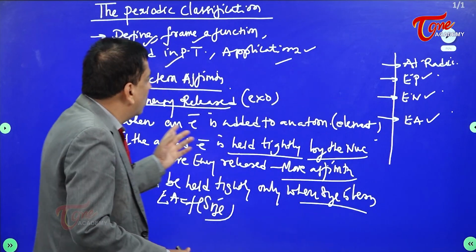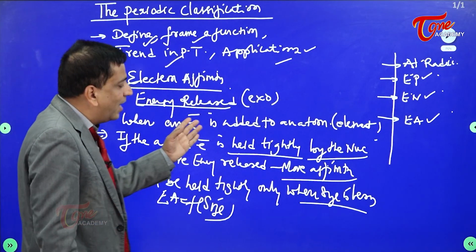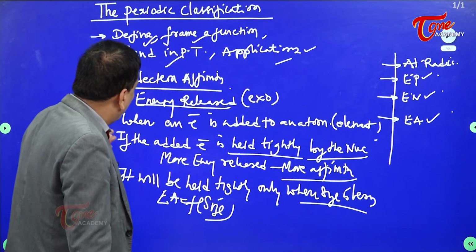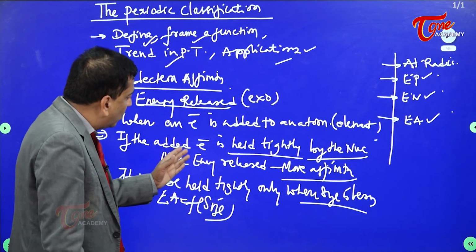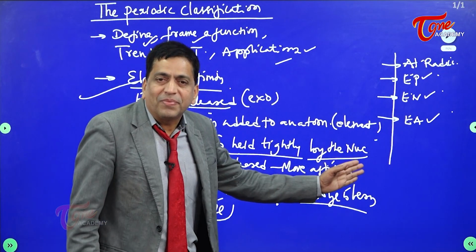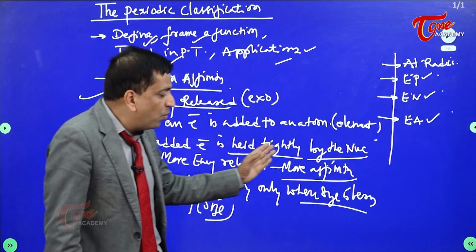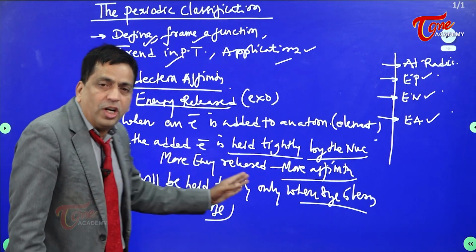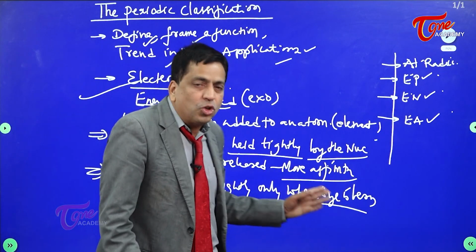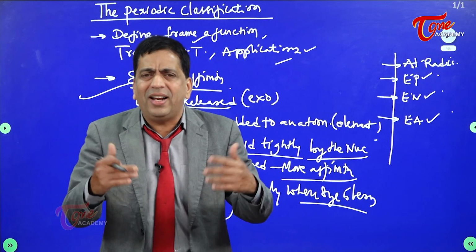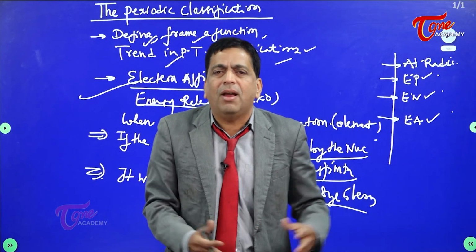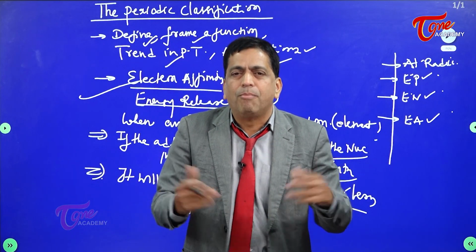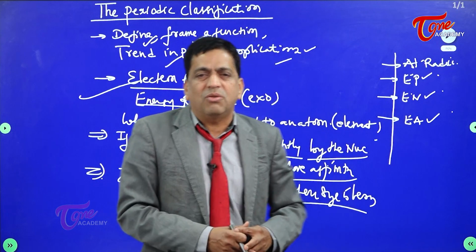The energy released when an electron is added to an atom is electron affinity. It's an exothermic reaction. And what I'm telling is, if the added electron is held very tightly by the nucleus, then more energy is released. More energy is released in the sense you have greater affinity for the electron. When the electron is held very tightly, it indicates love, and very tightly indicates more love, more affinity, and more energy is released. It's common sense, right?